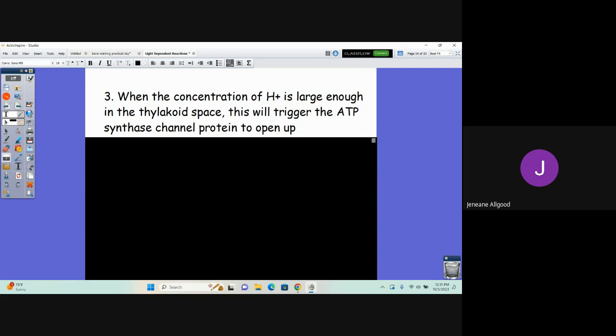Okay, so this is everything that I told you in picture form. When the concentration of H pluses is large enough in the thylakoid space, that's going to trigger the ATP synthase channel to open. And when protons go through ATP synthase, this is passive transport. This is just facilitated diffusion because they're going to be in higher concentration in the thylakoid space and lower concentration in the stroma. So you've got to know when active transport occurs, and when passive transport occurs.